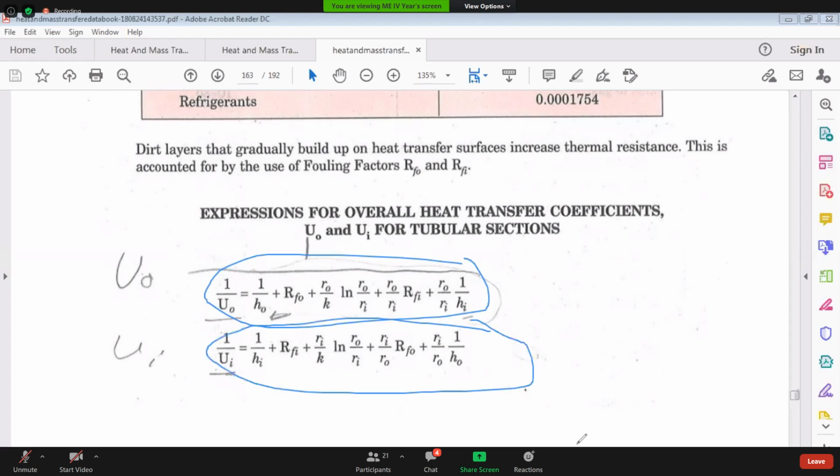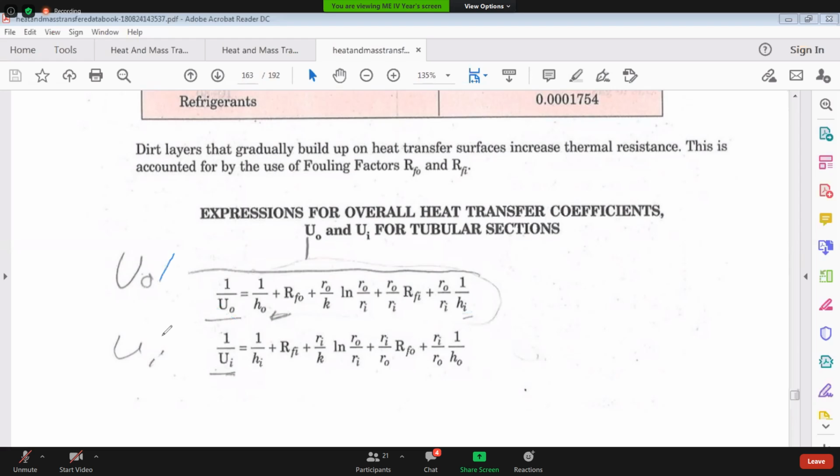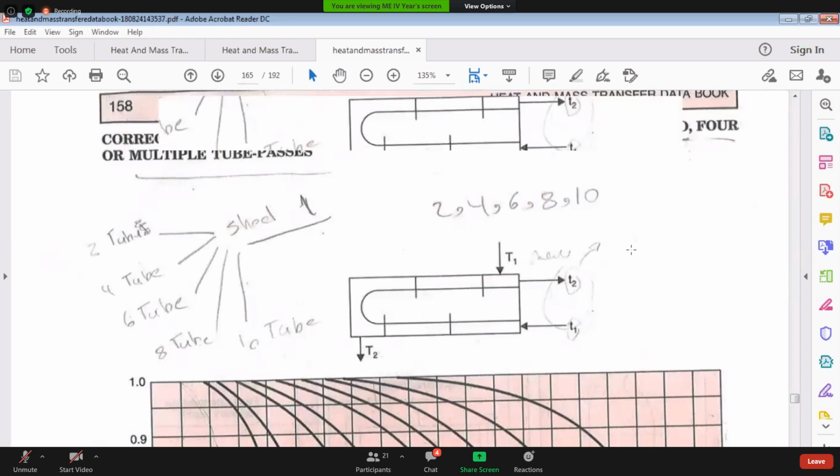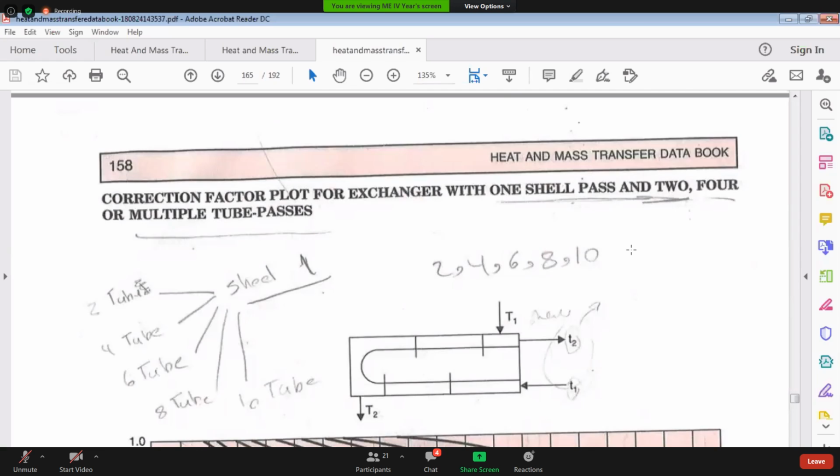UI and U naught. You can remember, see, this is the convection fouling factor. Again, fouling factor. Convection, convection. Right? Make sure that you don't get confused. Directly you use it. Next, charts, explaining correction factors.